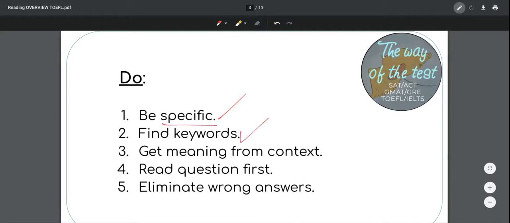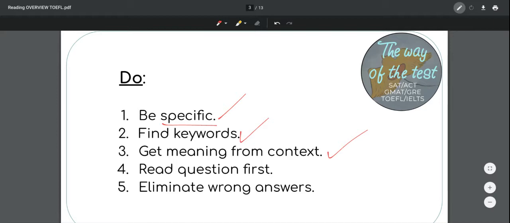The second thing, you want to find keywords. So you definitely don't want to spend a lot of time trying to find all the words, right? There are a lot of words that are common words, like prepositions: these, that, to, on, in, at. There are pronouns and adjectives like these, that, he, her, etc. Those are common words. We're going to focus on the keywords that are going to let us know what we're looking for. You do want to get the meaning from context, which means if you don't know the meaning of a word or a phrase, you don't have to worry about it. You can get the meaning from the context.